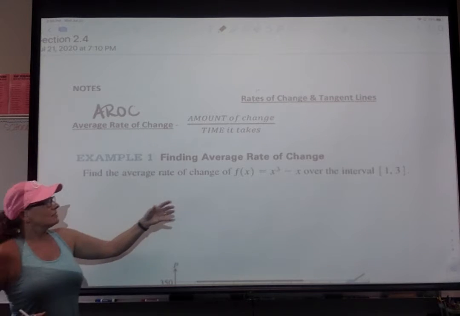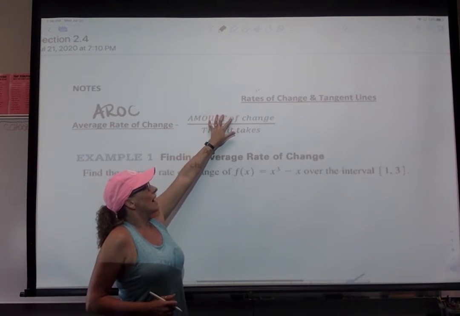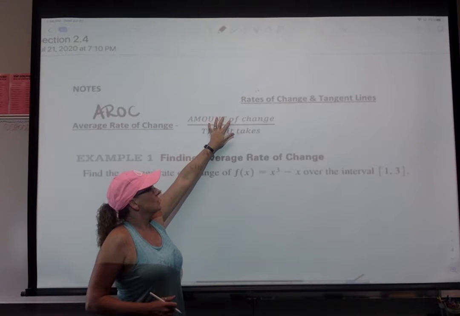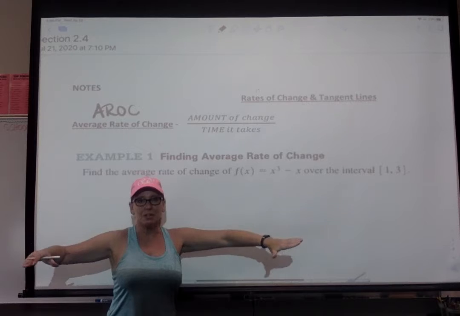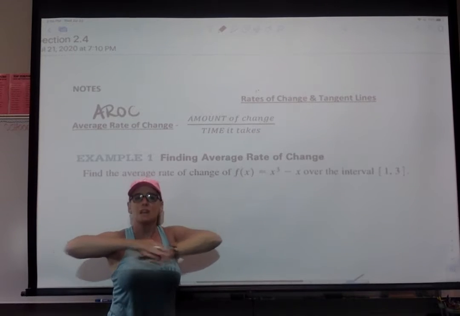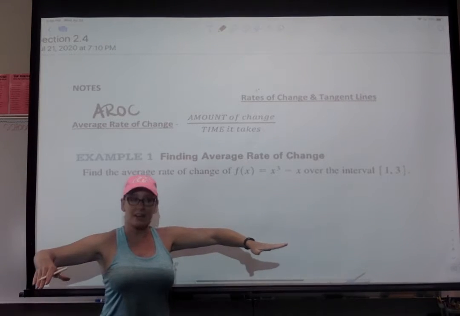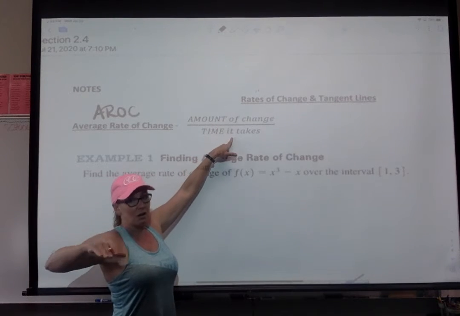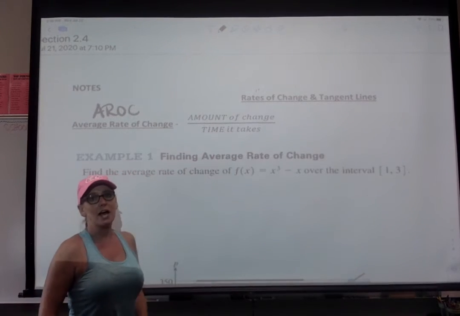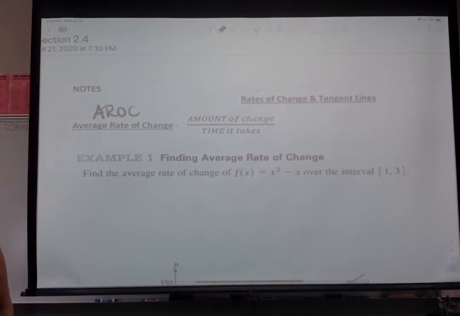All it is is how the y changed over how the x changes. x is typically, if we have time involved, time is usually on our x-axis. So we're looking at change in y over change in x. That's all it is, average rate of change. Change in y over change in x.